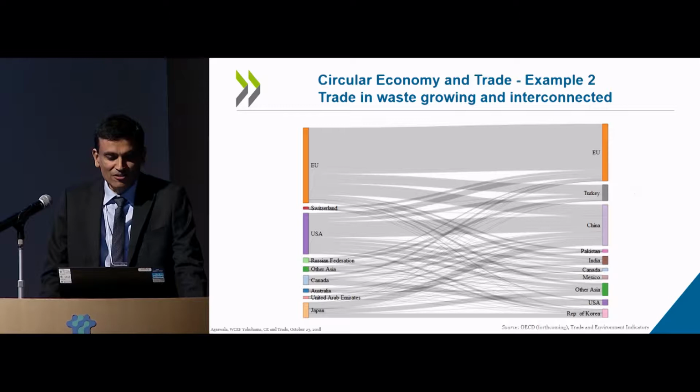And on the source end, you have other OECD countries, Switzerland, USA, but also the Russian Federation, Canada, Australia, and so on. And you can see the destination countries on the other side. So it is quite heavily interconnected, and that's the main point I wanted to make with regard to trade and waste. Now, let me come to my third example.